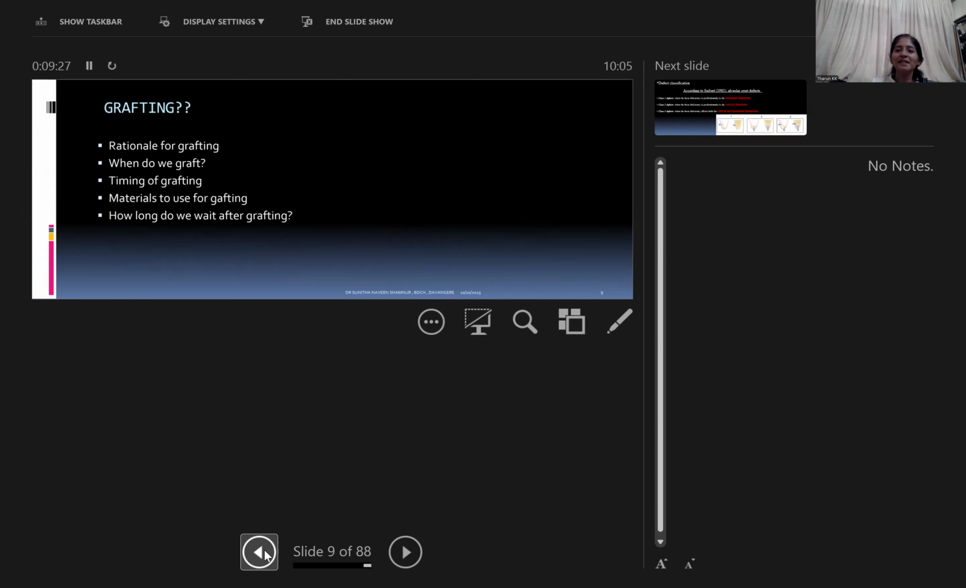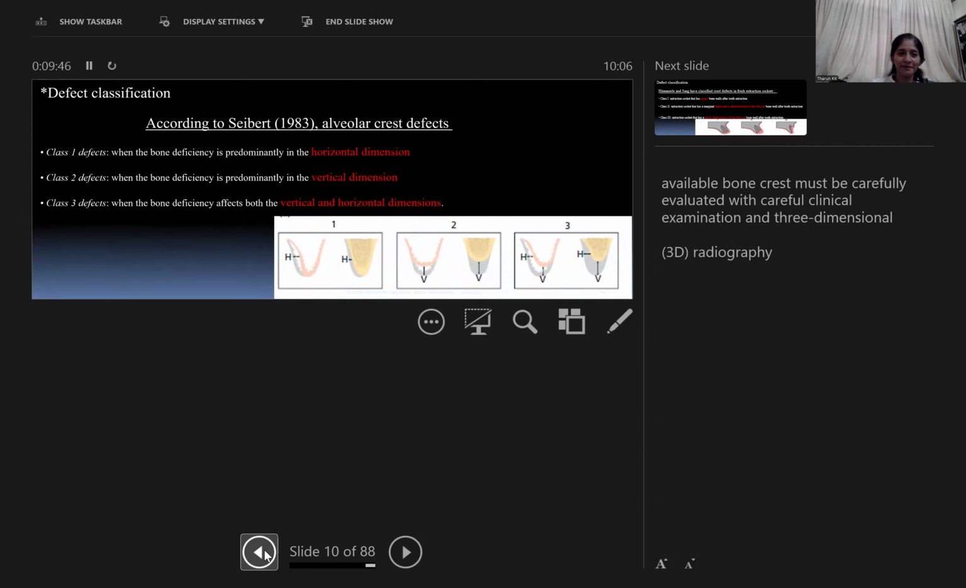So let's come to the basic question. What is grafting? What kind of grafting do we need? What are the different graft materials that are available? And when do we do the grafting? And if at all the grafting is done, when do I start with the implant placement? So let's address these questions.